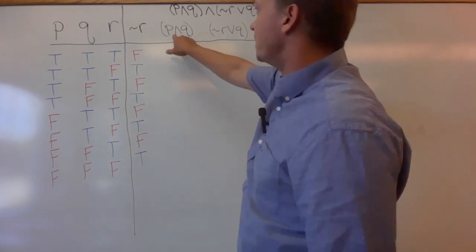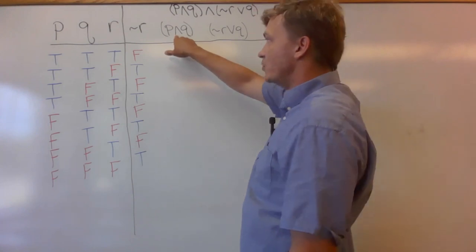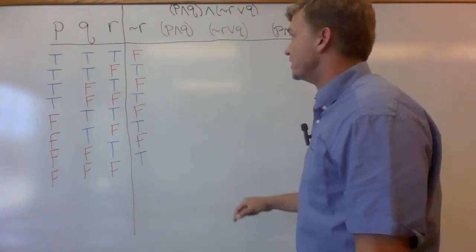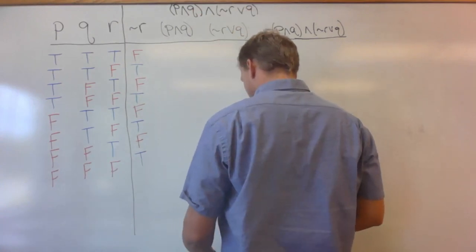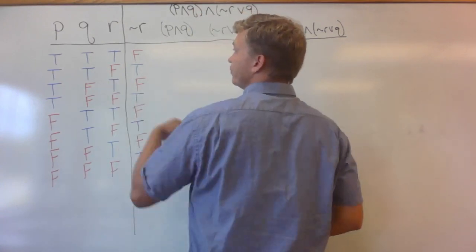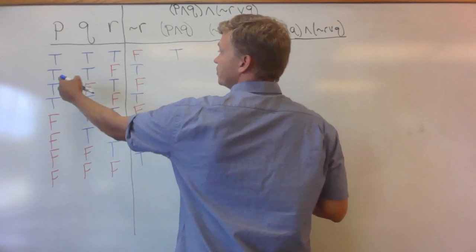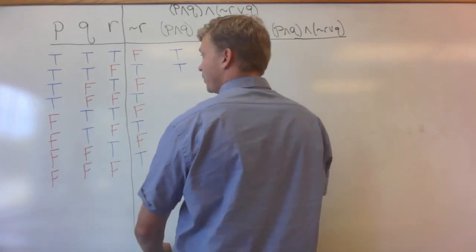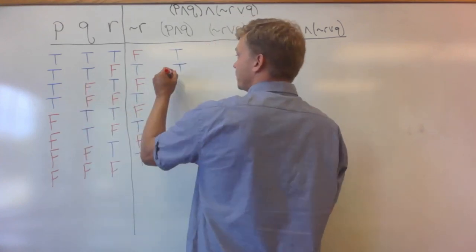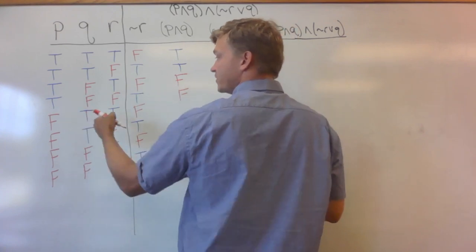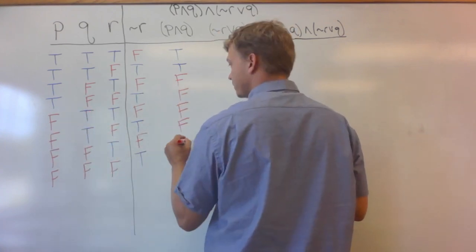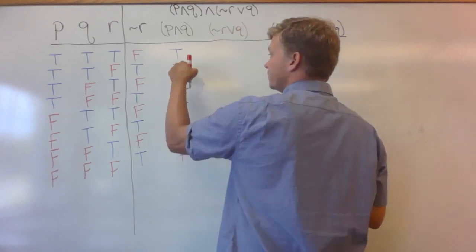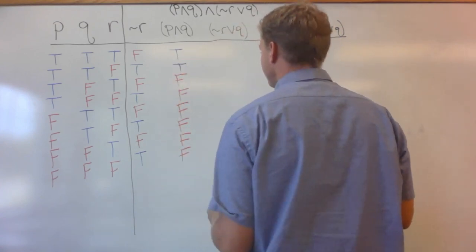Let's see what we can come up with. The conjunction, remember, is going to give us likely more false than true, but we'll see what happens. We're using the first 2 columns. So true and true is true. True and true is true. But then true and false will give us false. False and true will give us false. False and false will give us false. 1, 2, 3, 4, 5, 6, 7, 8, just to make sure.